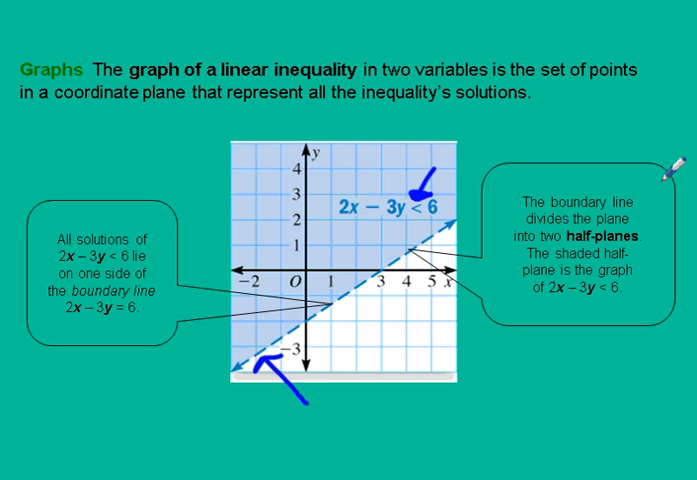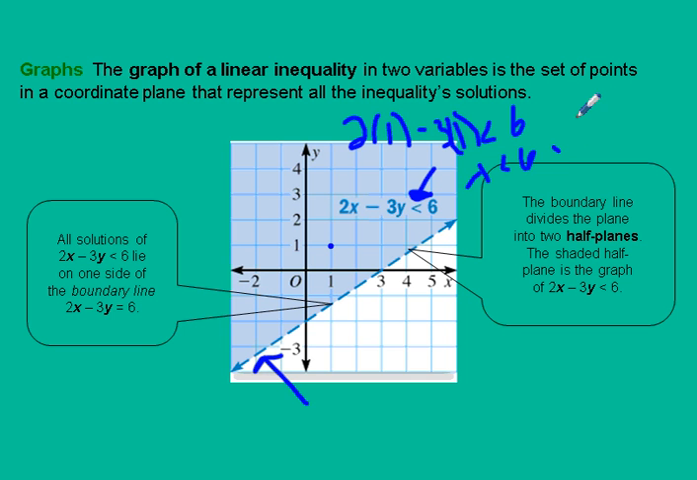The boundary line splits the plane into two halves, and the shaded half of the plane is the graph. Everything that's shaded is a possible solution. Something down here would not be a solution. I should be able to pick any point, like 1, 1, plug it in, and it would be true. 2 times 1 minus 3 times 1 should be less than 6. 2 minus 3 gives me negative 1. Negative 1, in fact, is less than 6.